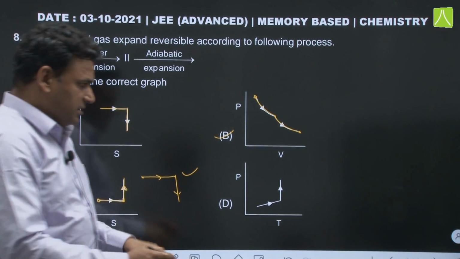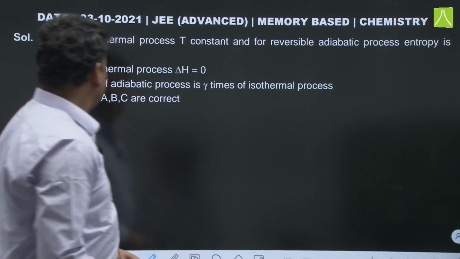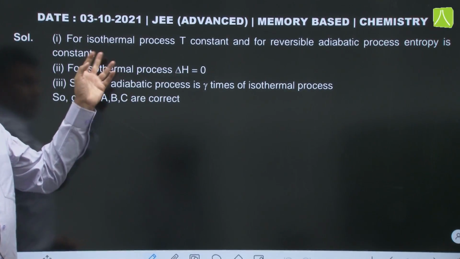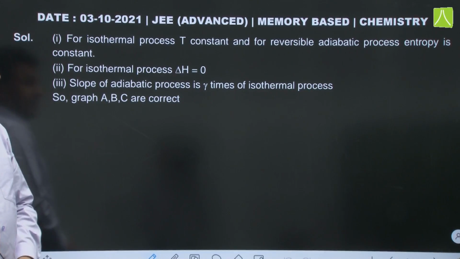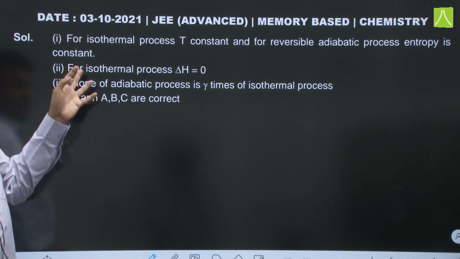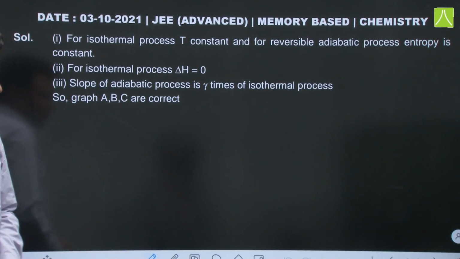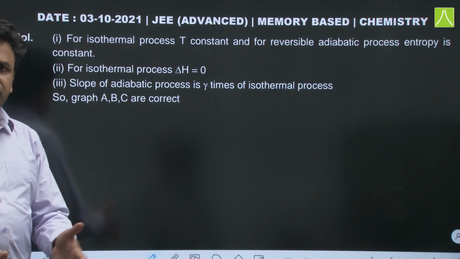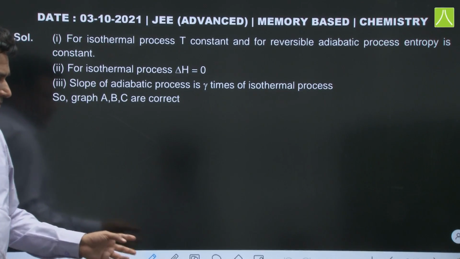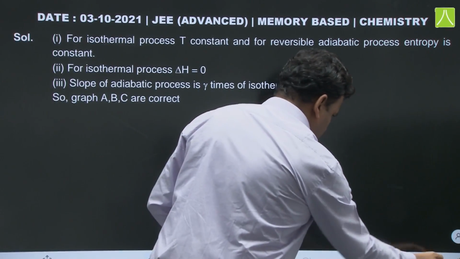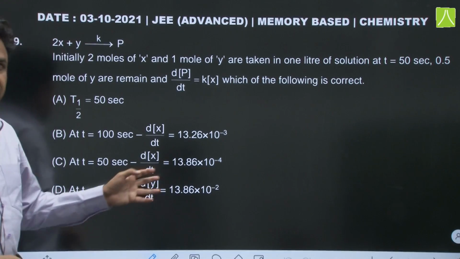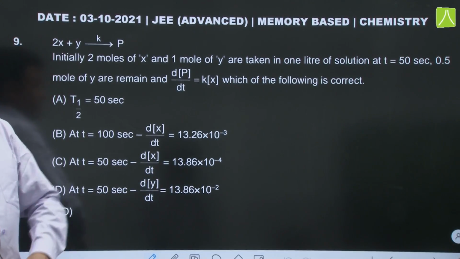But we know the different aspects of isothermal expansion and adiabatic expansion. I think this question should be clear to us. These are different facts given. Isothermal process, T is constant; reversible adiabatic process, entropy is constant. So based on these, we have to answer the question. It's a question from thermodynamics of moderate level. We should know different aspects of these isothermal and adiabatic processes to solve the question.